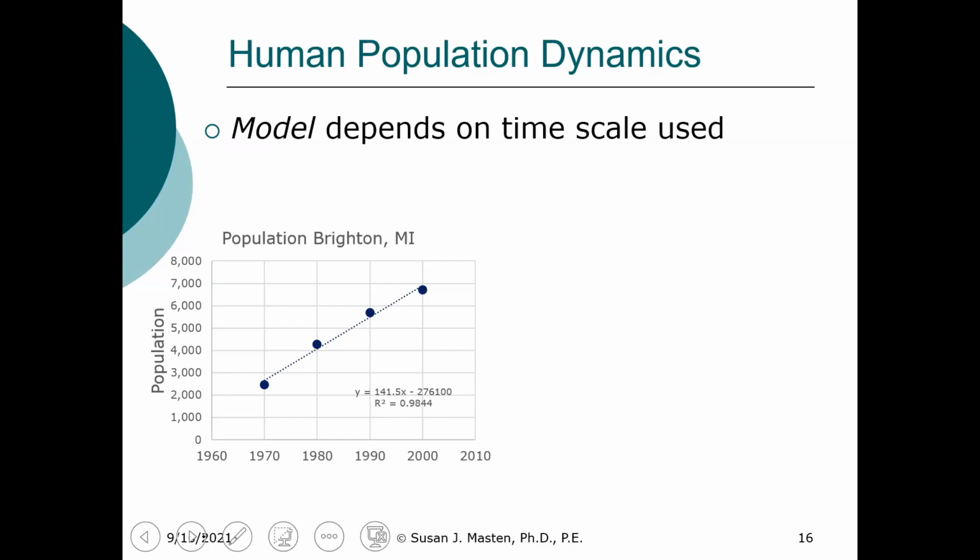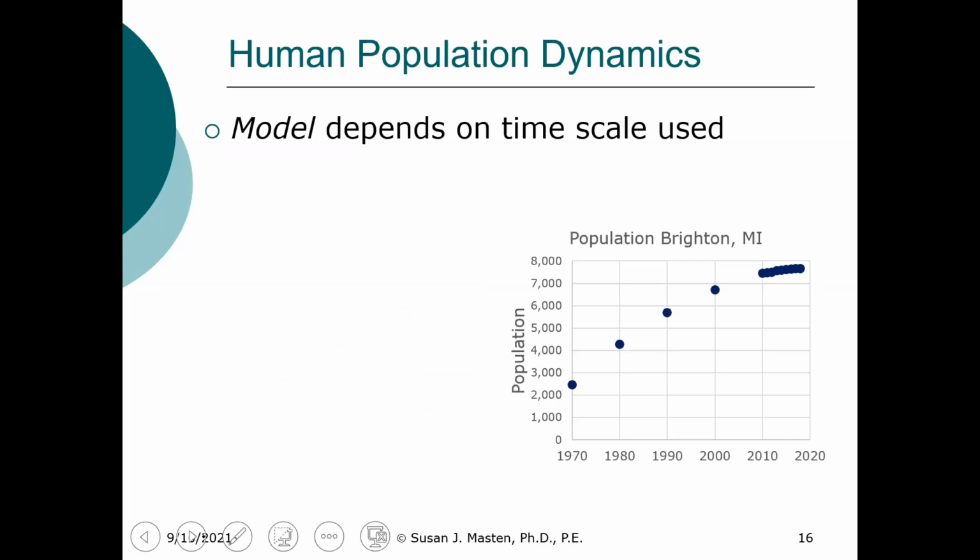And you can see that here. If we look at the population of Brighton between 1970 to 2000, it looks linear and it looks like it's increasing. If we look at it from 1970 to 2000, we might be able to use an exponential plot, or maybe it actually looks more like a plot with carrying capacity.